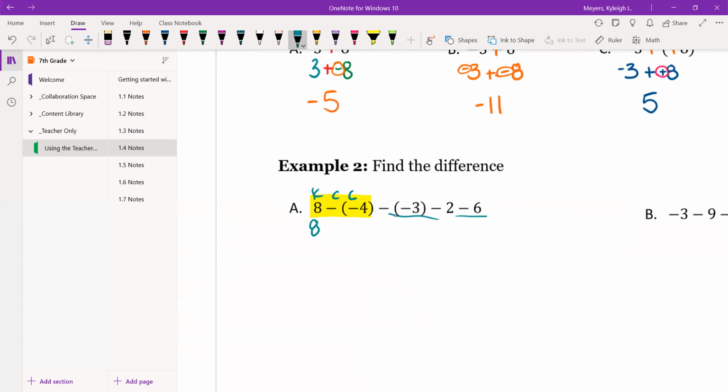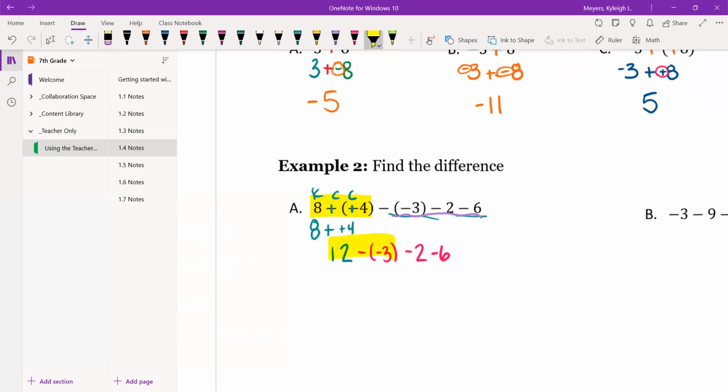So that means I keep the 8. You don't need to write this step, don't feel like you have to, but I like to write it: keep, change, change. So make this plus a positive 4. So now I have a positive 8 and a positive 4. Those are same signs, add and keep. So 8 plus 4 is 12, and it's positive. And then I just rewrite all of this. So we have minus -3, -2, -6.